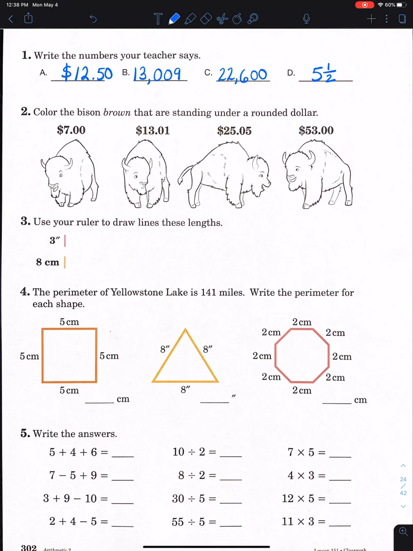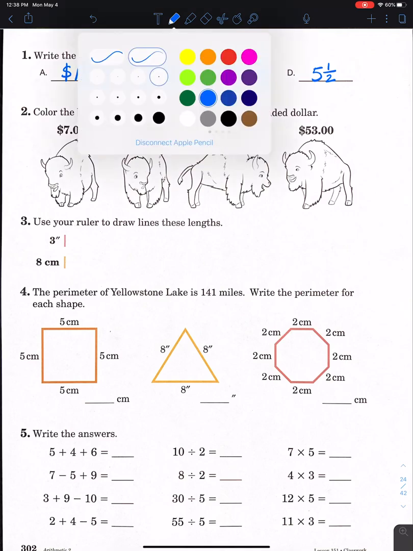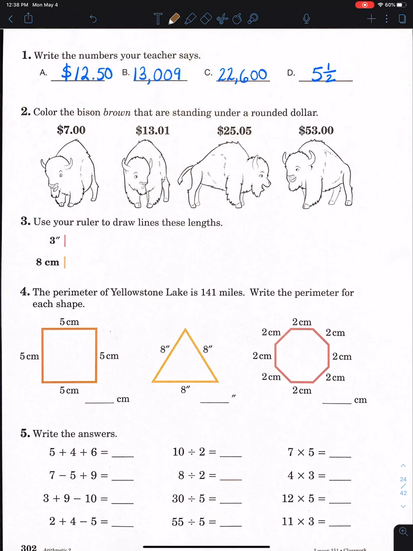So for number 2, let's get a brown for fun. All right, which bison have a dollar amount above them that is rounded to the nearest dollar? Well, if you said the first one, you're right. This guy is under a sign that says $7. $7 doesn't have anything past the decimal. It's rounded to the nearest dollar.